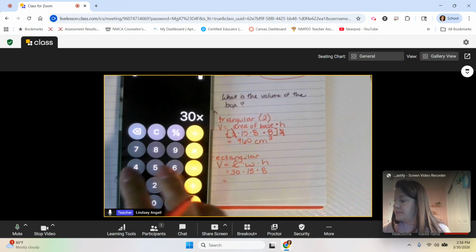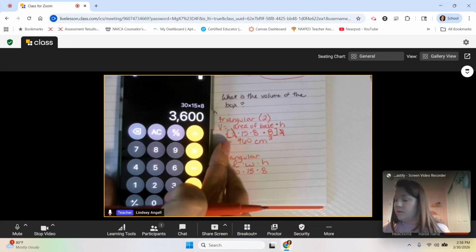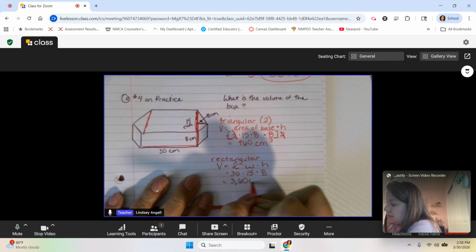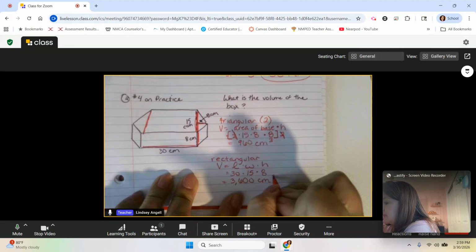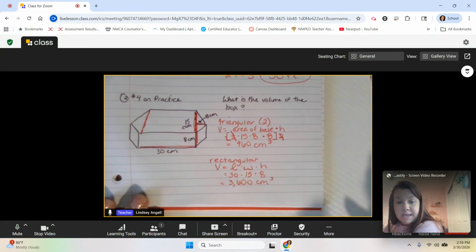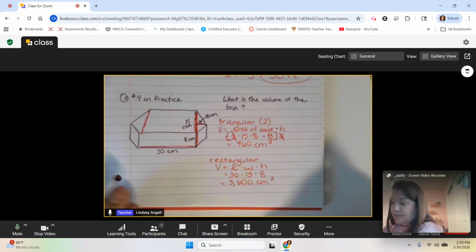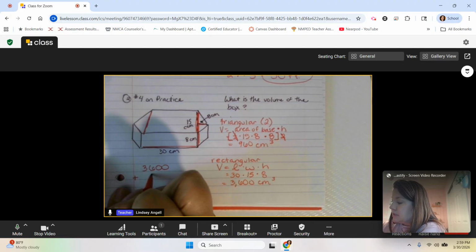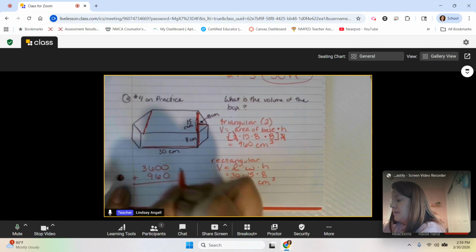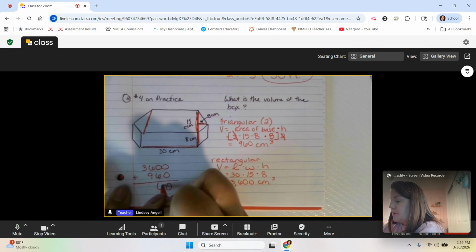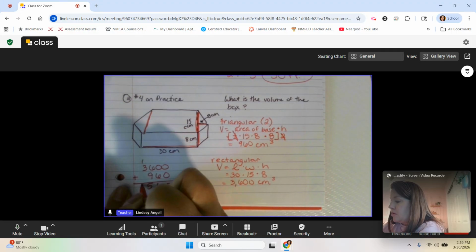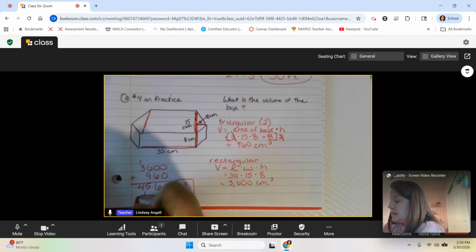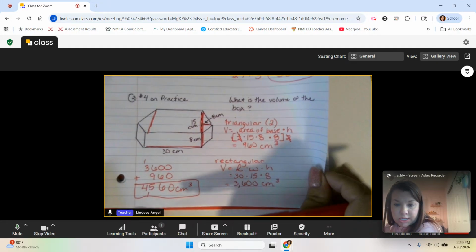30 times 15 times 8. Ooh, 3,600. 3,600, and we're dealing with centimeters cubed. And again, our last step is just to add everything together. So we've got 3,600 plus 960. Let's see, adding those up, you get 4,560 centimeters cubed. That's a big block of cheese.